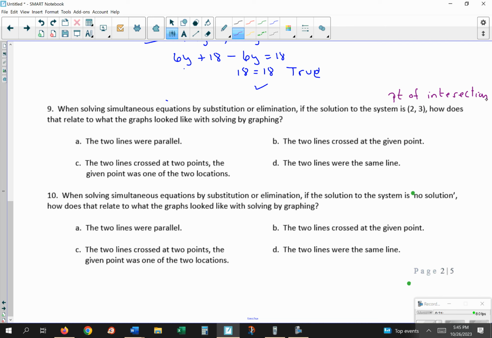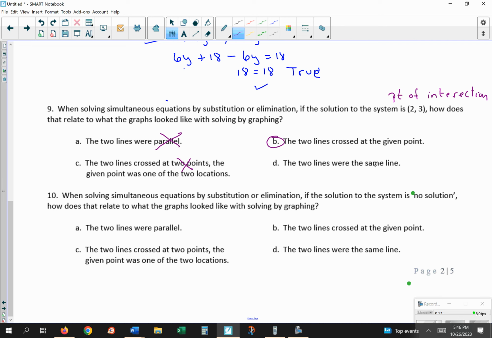So our point of intersection tells me that these are two lines that cross. So parallel is not my answer. Two lines cross at 1 point. The given point was that location. Lines can only cross each other at one place. Two lines cross at the given point, or they are the same line, which would have meant they had an infinite number of solutions. So the answer for that one was B.